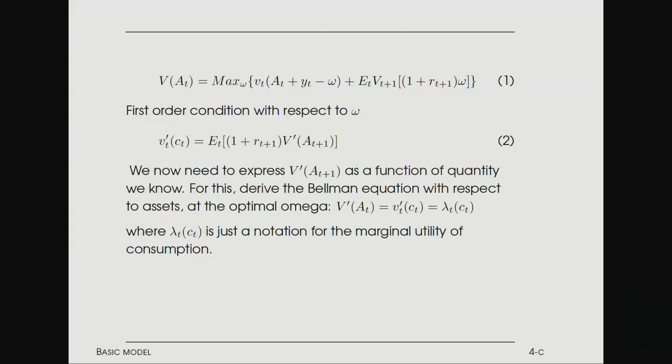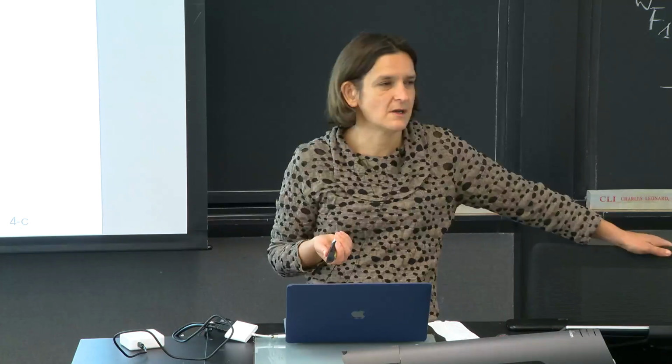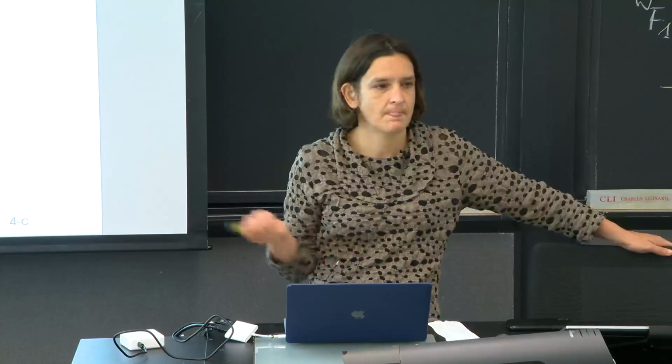We need to express this as a function of quantities we know. And for this, we differentiate the Bellman equation with respect to assets, A, at the optimal saving rate, omega. And the result is that the derivative of the value function with respect to assets at the optimum is simply the derivative of the utility function of consumption. Why is that true? Why don't we have that extra term mess this up when we differentiate with respect to assets?